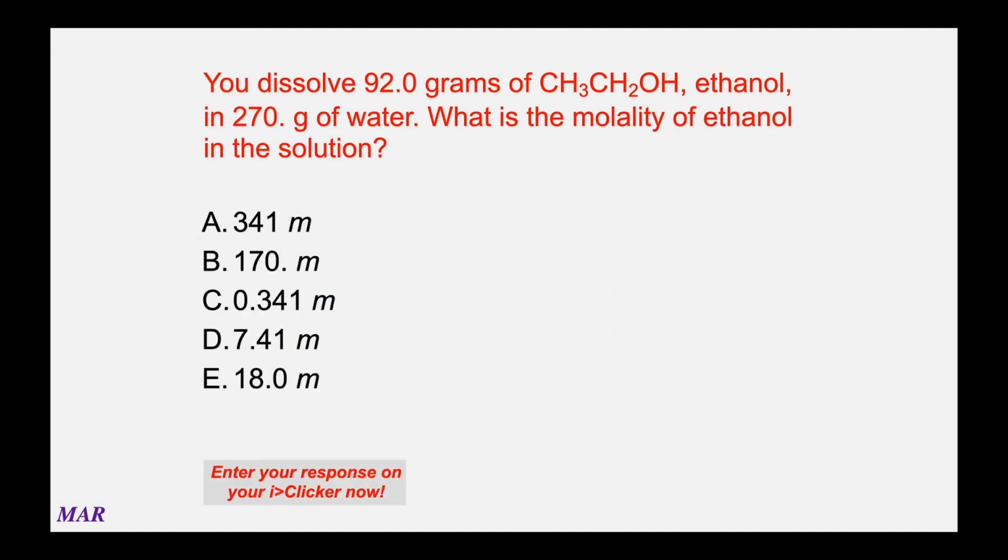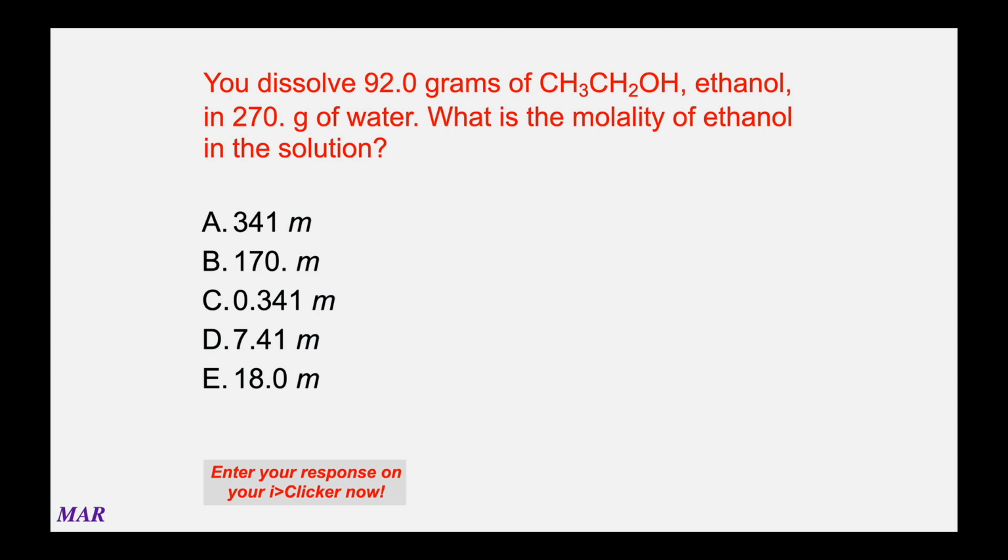Okay, same values as the last two problems, 92 grams of ethanol, 270 grams of water. What is the molality of ethanol? So see if you can figure out which one of those is the molality, the little m species. I recommend pausing the video, working on it, and when you're ready to hear the answer, unpause it. We'll talk about it. Pause the video now.